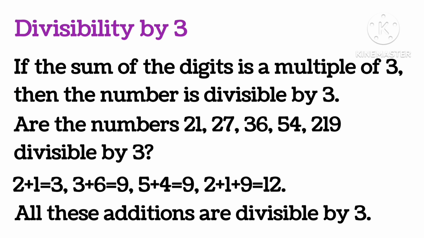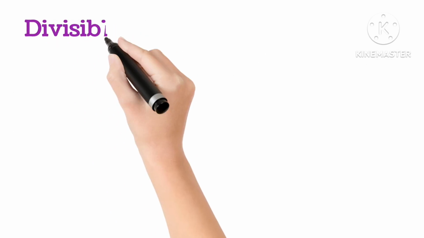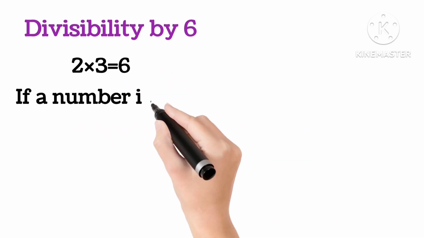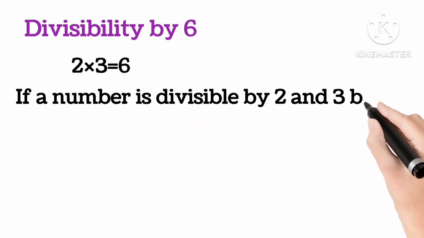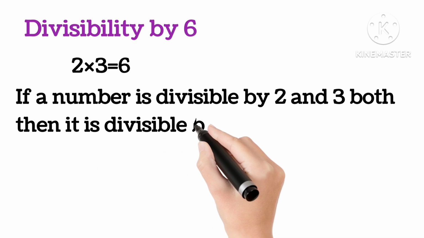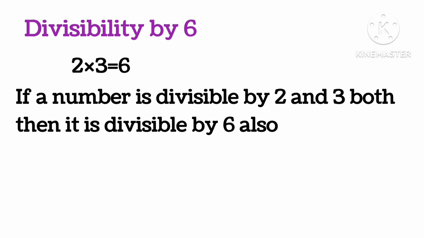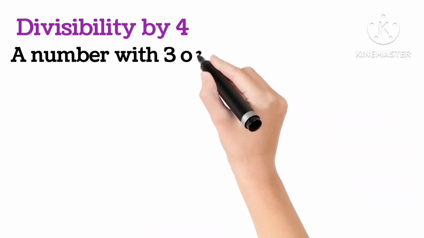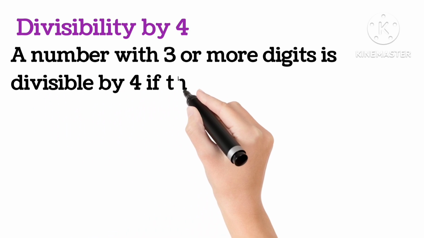Let's move on to the divisibility rule by 6. It's easy. If a number is divisible by both 2 and 3, then the number is divisible by 6 also. The example will be 18. The number will be divisible by 2 because it has 8 in its ones place, and the sum of 1 plus 8 is 9, so it will be divisible by 3 also.